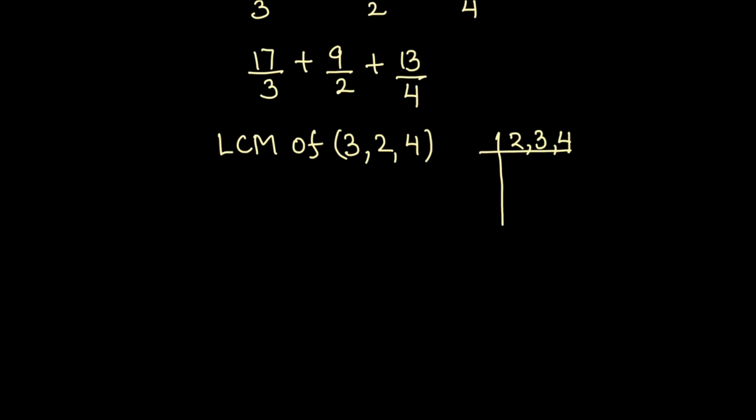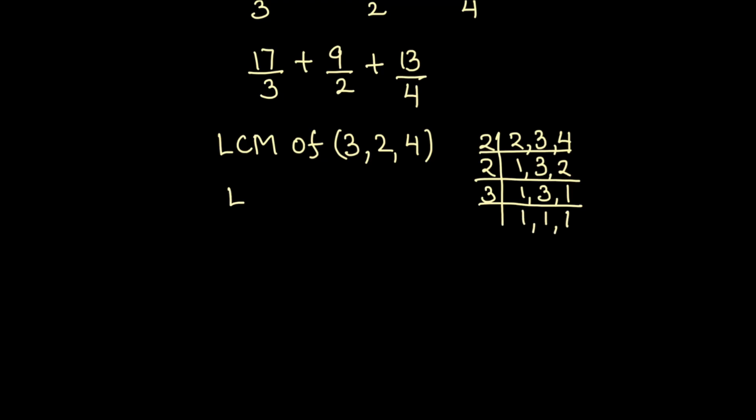We'll divide these numbers by prime numbers. 2 times 1 is 2. 3 is a prime number, we'll write it as is. 2 times 2 is 4. Again, we'll divide it by 2. 3 will be as is. 2 times 1 is 2. Now 3 is only divisible by 3, so that's 3 times 1.